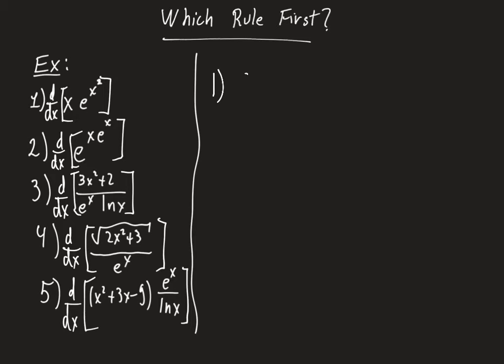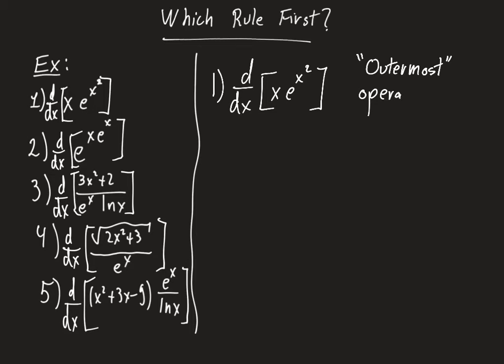And the first example is a problem asking you guys to find the derivative of x e to the x squared. And the question is, of course, which rule do we use first? And my general rule for this, or my general guideline, I guess, is that the outermost operation should be the one that goes first.